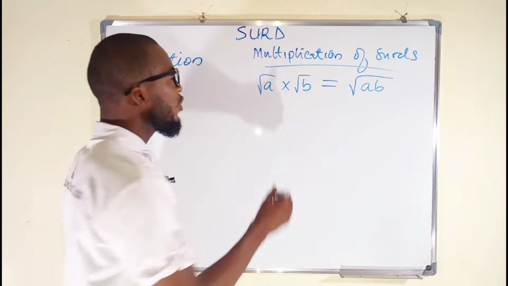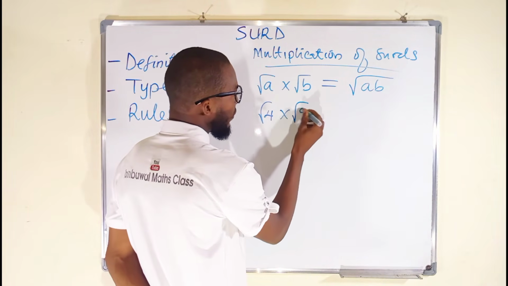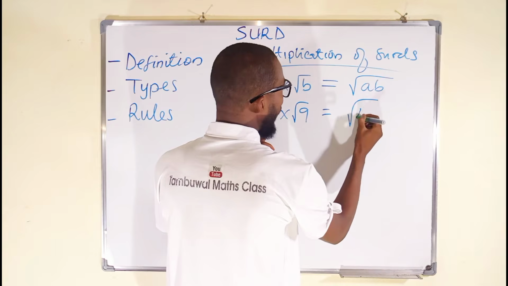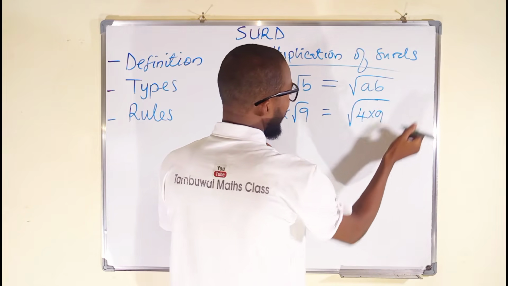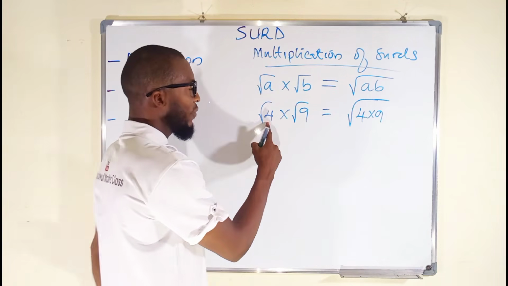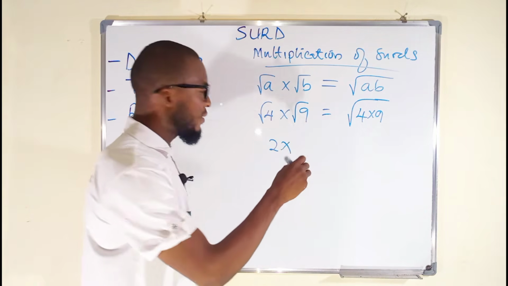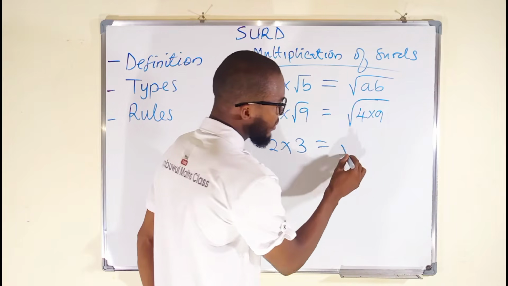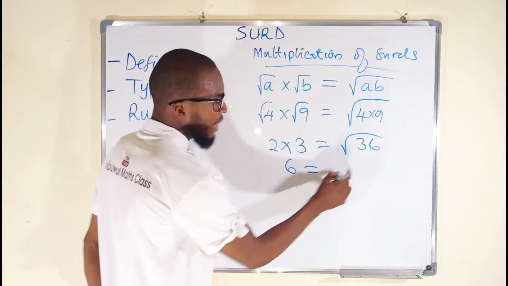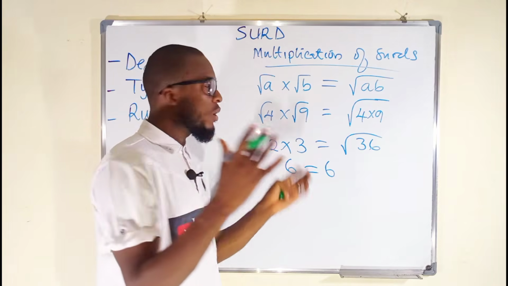This is in general. Example, if we have square root of 4 multiplied by square root of 9. This can also be written as square root of 4 multiplied by 9. Let us simplify them separately and see whether the result is the same. You know the square root of 4 is 2. Square root of 9 is 3. Is this the same thing as this? Because square root of 4 times 9 is 36. 2 times 3 is 6. And square root of 36 is 6. So if you have two surds, they can multiply one another.